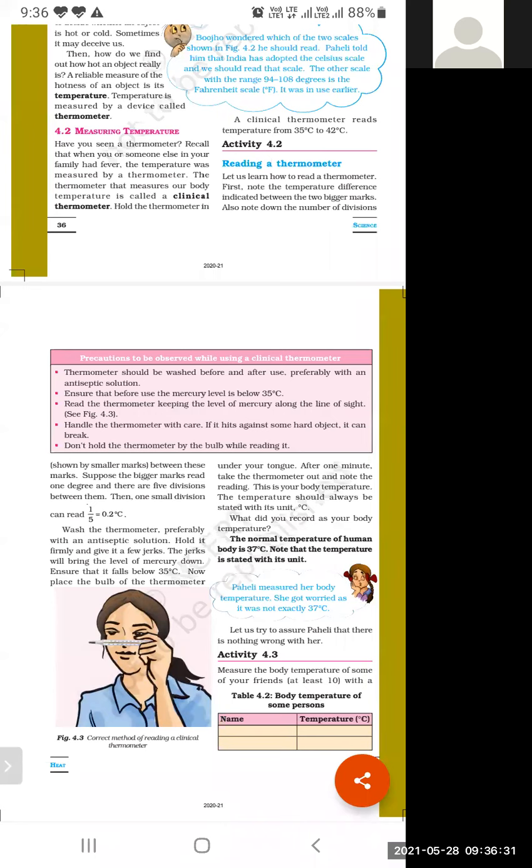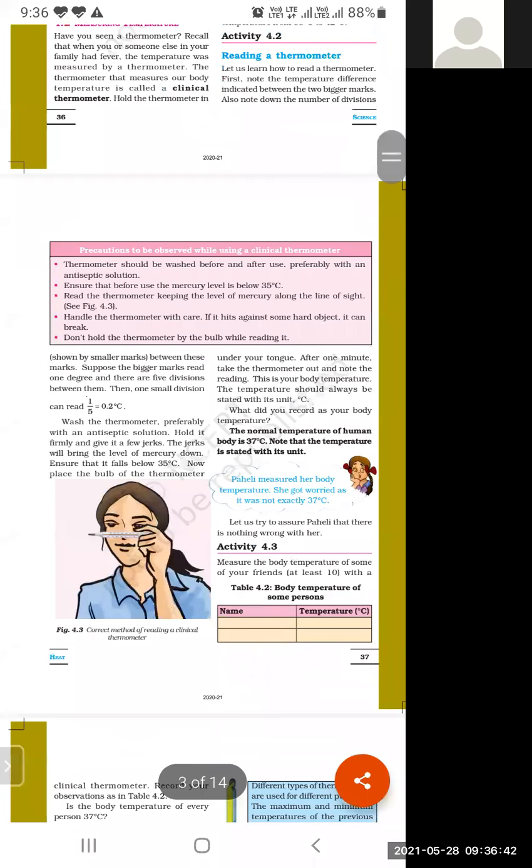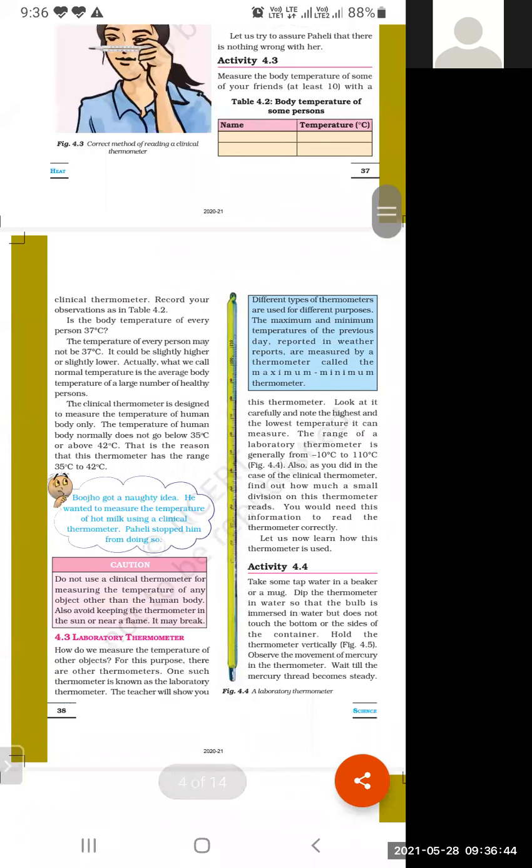The range of the clinical thermometer is from 35 degrees Celsius to 42 degrees Celsius. And what is the range of laboratory thermometer? The range of laboratory thermometer is from minus 10 degrees Celsius to 110 degrees Celsius. So there are some basic differences between clinical and laboratory thermometer.